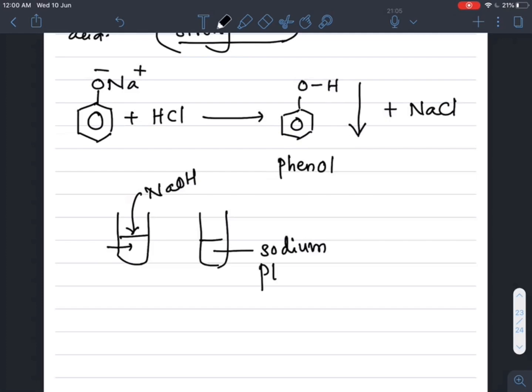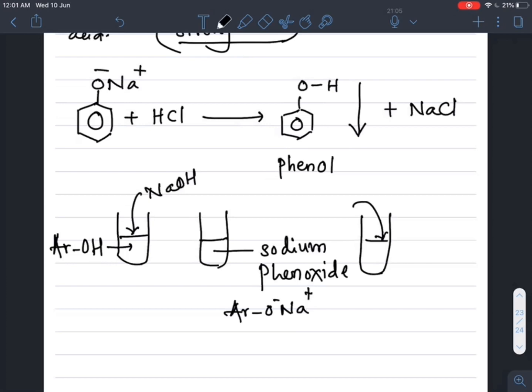Sodium phenoxide is formed, that is ArO minus Na plus, sodium phenoxide. Here ArOH is phenol. Then further, in this sodium phenoxide, if we add a strong acid, that is HCl, then phenol is formed, and it gets precipitated in this solution.